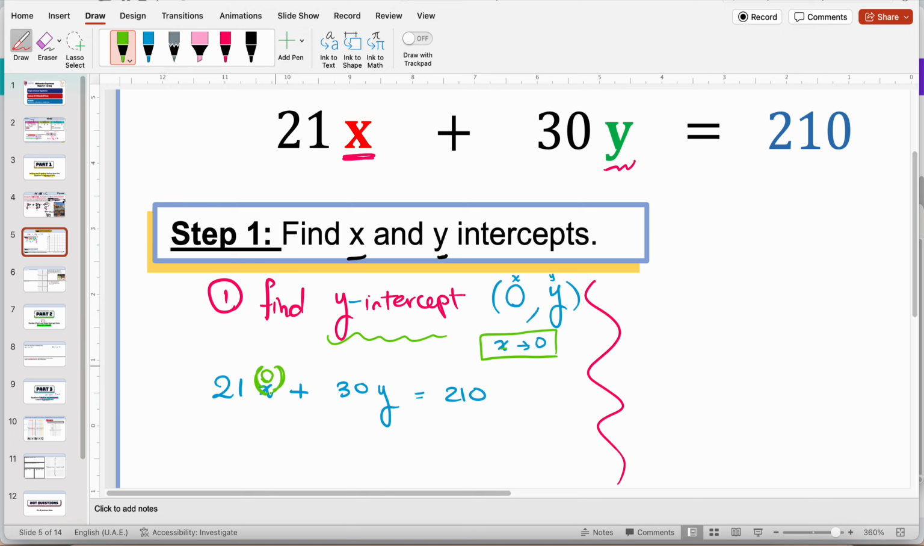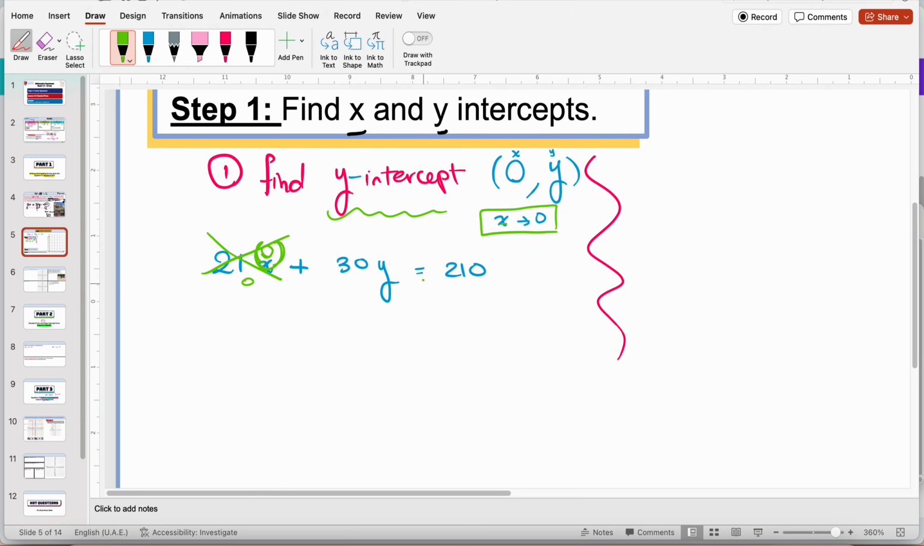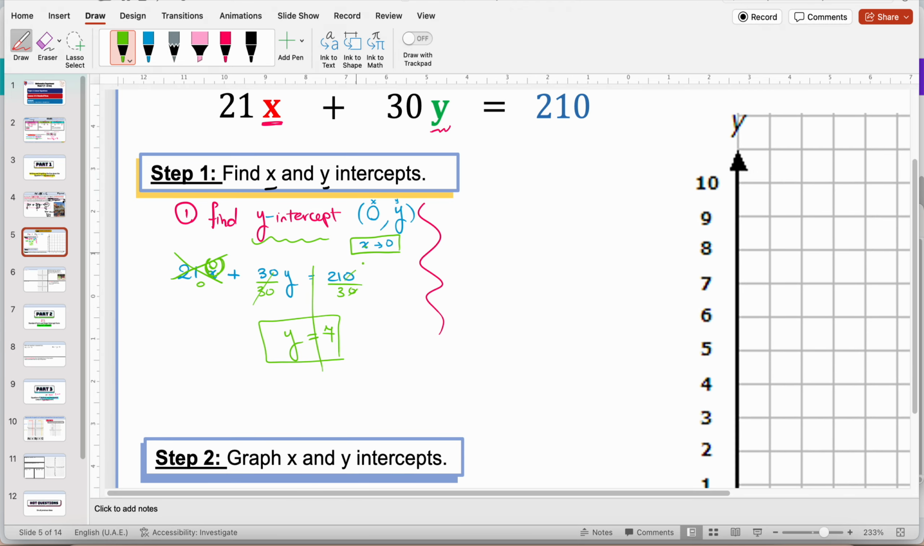If x was 0, 0 times 21, it's gonna be cancelled. 0 plus this is just nothing. So can you see? We are left only with the y part, only with one variable. Now I can solve the equation. Divide by 30, divide by 30. Y equals, if you divide this, you're gonna get 7. So can you see? My y-intercept is 7. So what's my y-intercept point? It's (0, 7). Can you see?